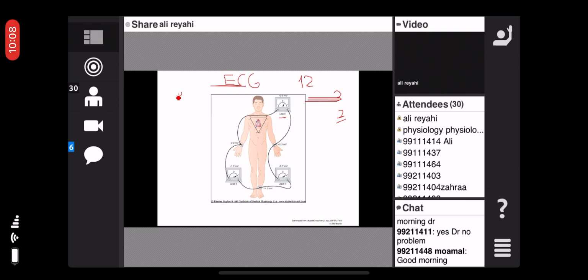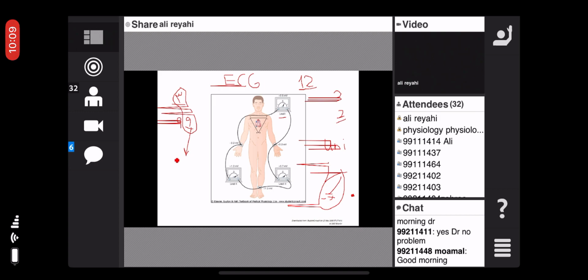So we have 3 bipolar leads, and we have 9 unipolar leads, and collectively in normal ECG we have 12 leads. The meaning of unipolar leads: unipolar leads means that we have one recording electrode which records the potentials, positive or negative, relative to the reference or zero potential. So we don't have two electrodes, we have only one recording electrode. So this is called unipolar leads. In normal ECG, we have three bipolar leads, lead 1, lead 2, and lead 3, and we have 9 unipolar leads.